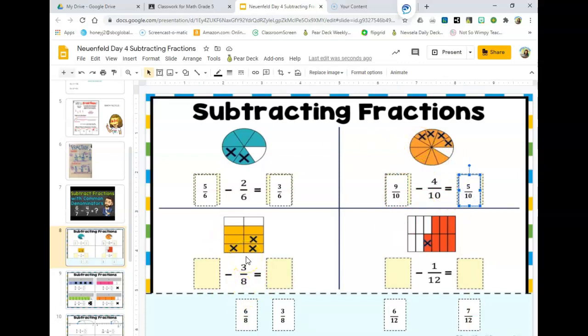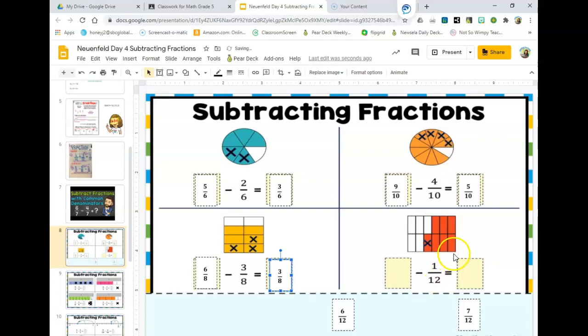All right, almost done. Something minus 3/8 equals what? Well, we need to start by counting how many squares there were in the first place. 1, 2, 3, 4, 5, 6. So we had 6/8. Be careful. Make sure your denominator is correct. I almost used this one, and that would not be the correct fraction. 6/8 minus 3/8. 6 minus 3 equals 3.